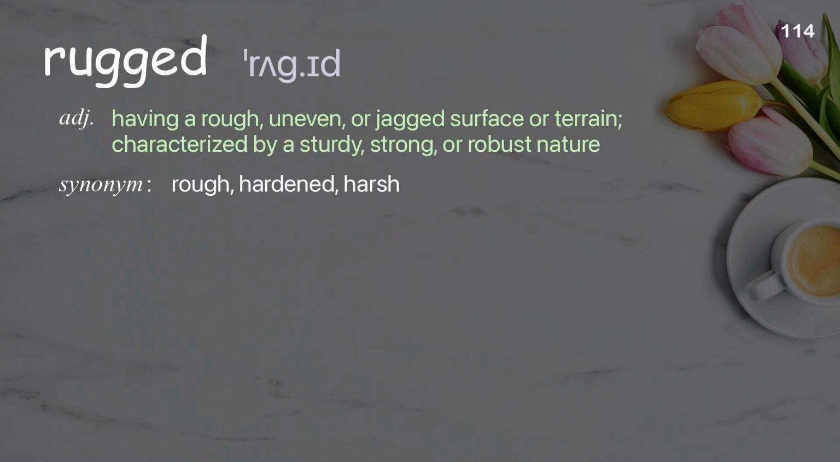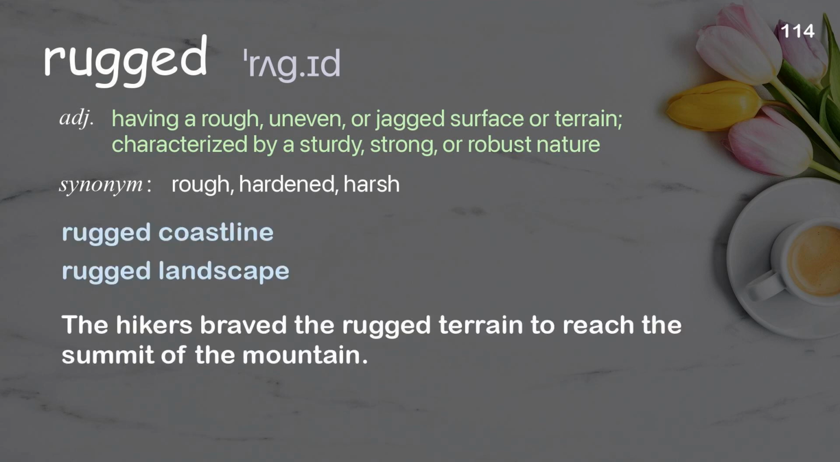Rugged. Having a rough, uneven, or jagged surface or terrain, characterized by a sturdy, strong, or robust nature. Examples: Rugged coastline. Rugged landscape. The hikers braved the rugged terrain to reach the summit of the mountain.